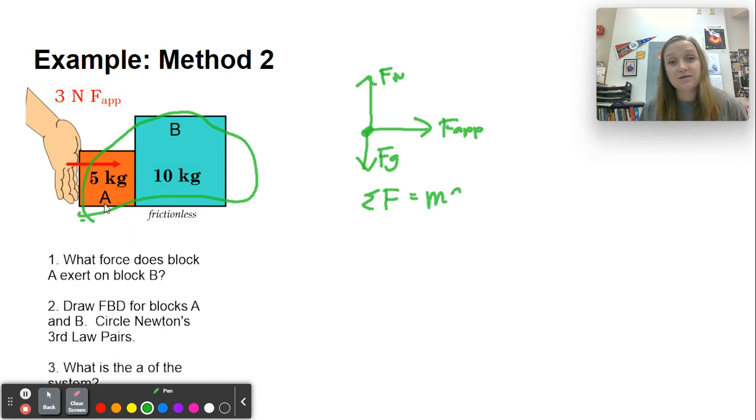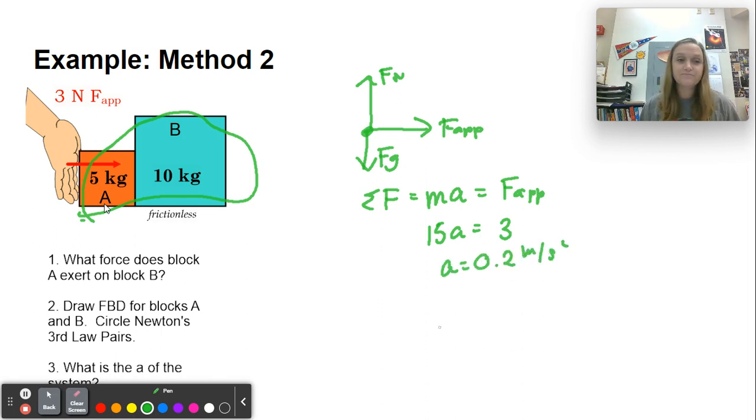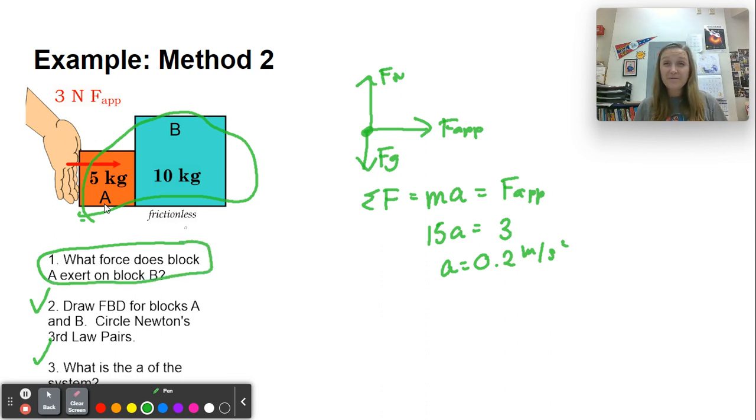So we're going to sum our forces. It's equal to MA, which is equal to F applied. My mass is 15. My applied force is 3, which gives me the same acceleration of 0.2 meters per second squared. So I was able to do this one and this one. But with method 2, I'm not able to jump right into what force A exerts on B because I'm treating them as one object. If I'm treating them as one object, there is no force exerted between them because they're one object.